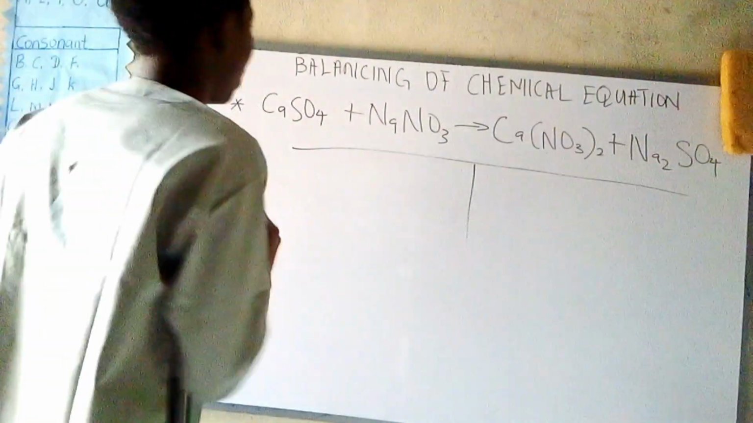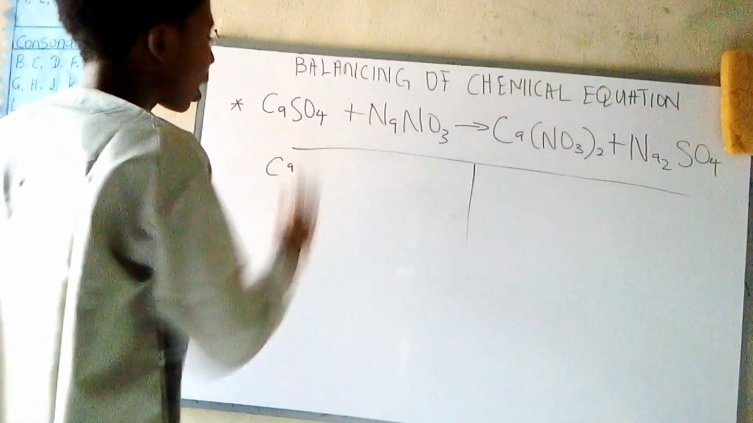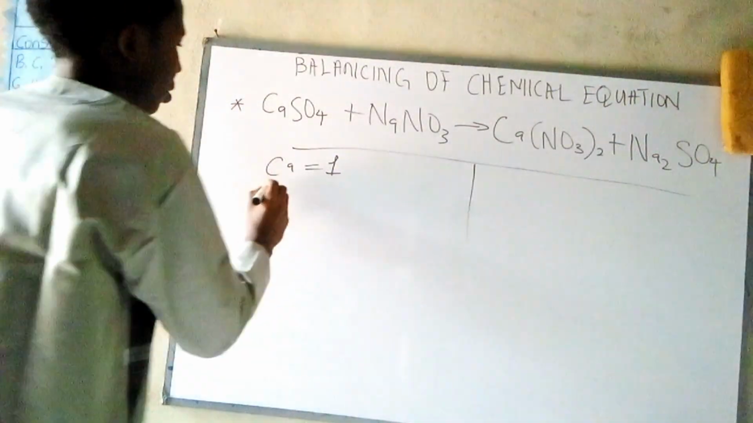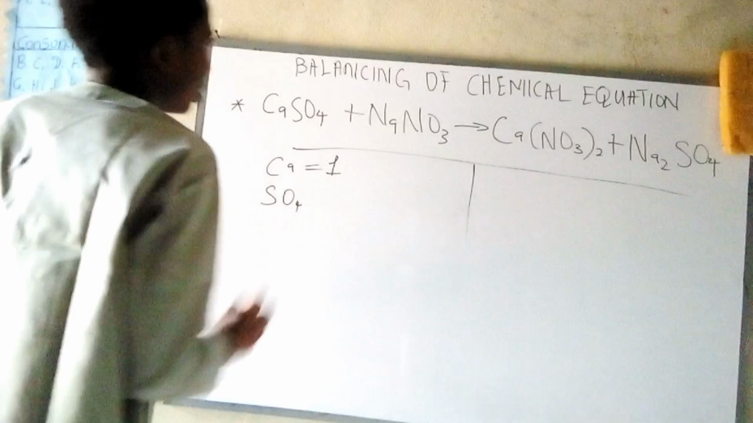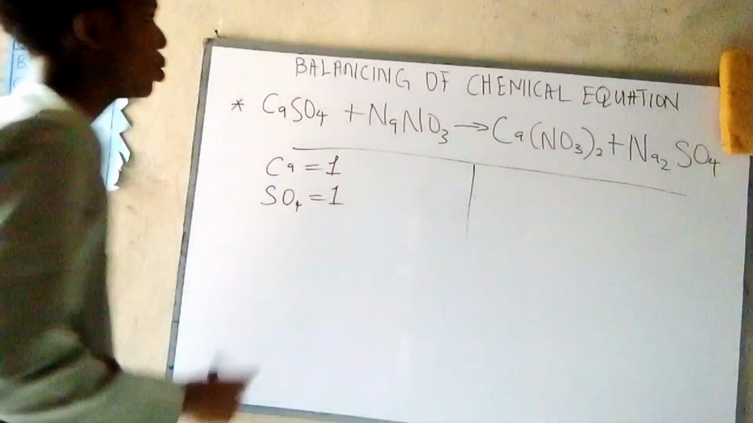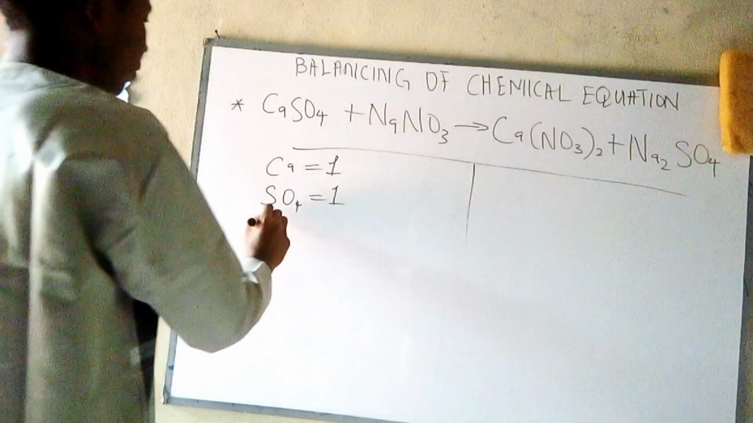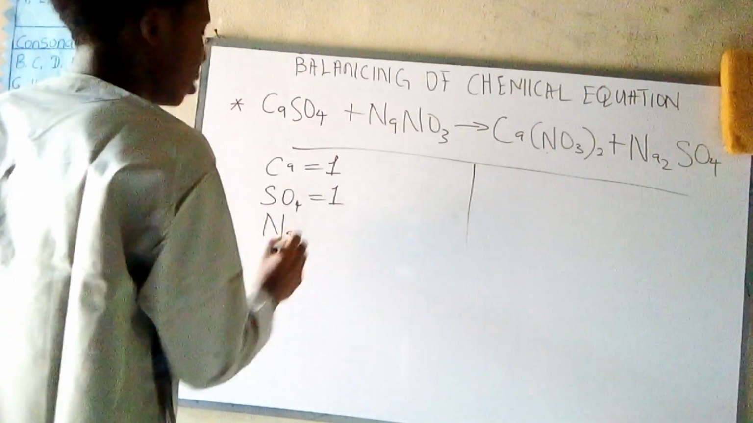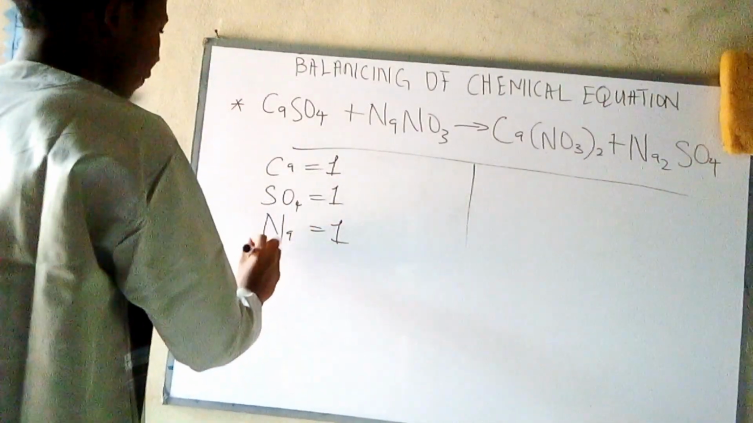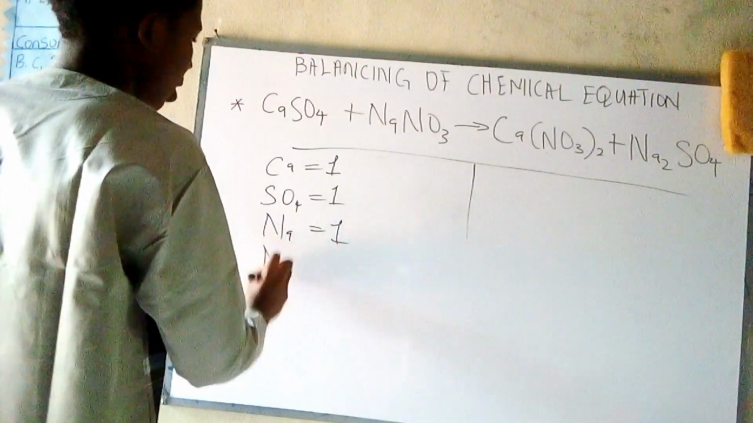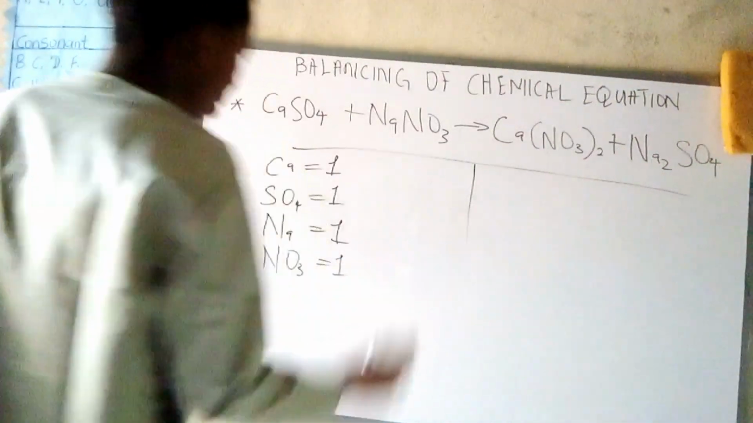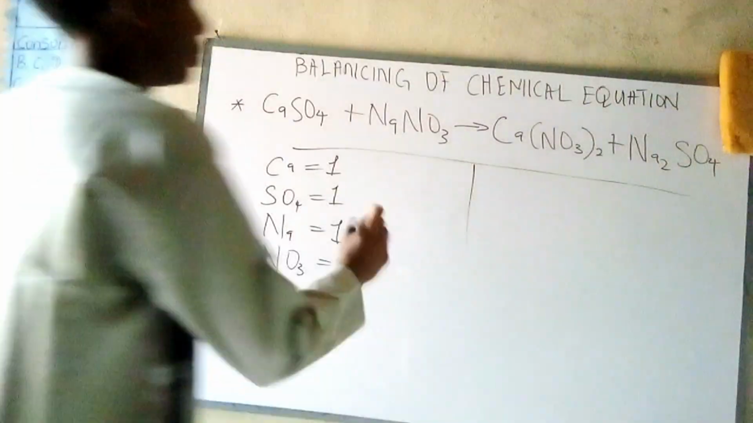Now we have calcium to be what? 1. We have the sulfate to be what? 1 also. Now we have Na to be what? 1. And we have NO3 to be what? 1. Okay.